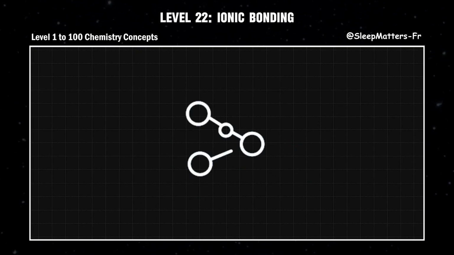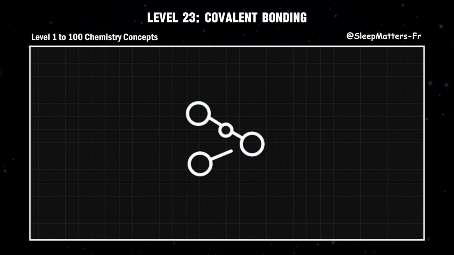Level 23, Covalent Bonding. Picture two people standing in the rain, both shivering, both lost. But instead of walking away, they pull closer. They share an umbrella, they share their warmth. They are not trying to escape each other. They are trying to survive together. This is a covalent bond.